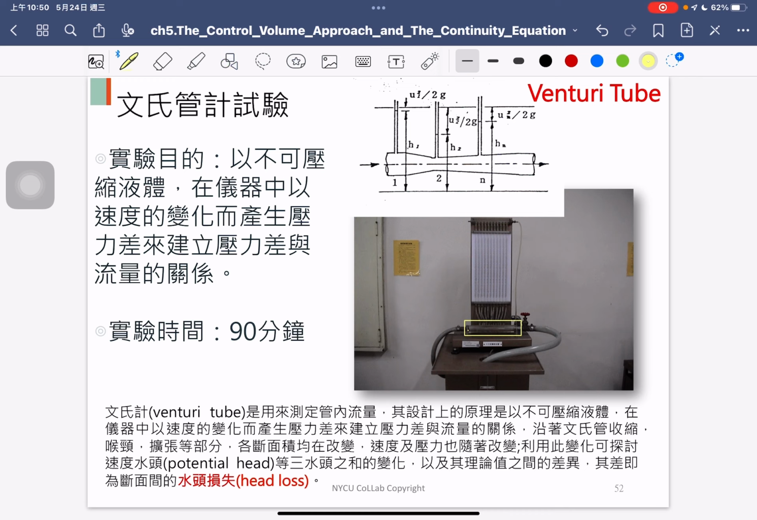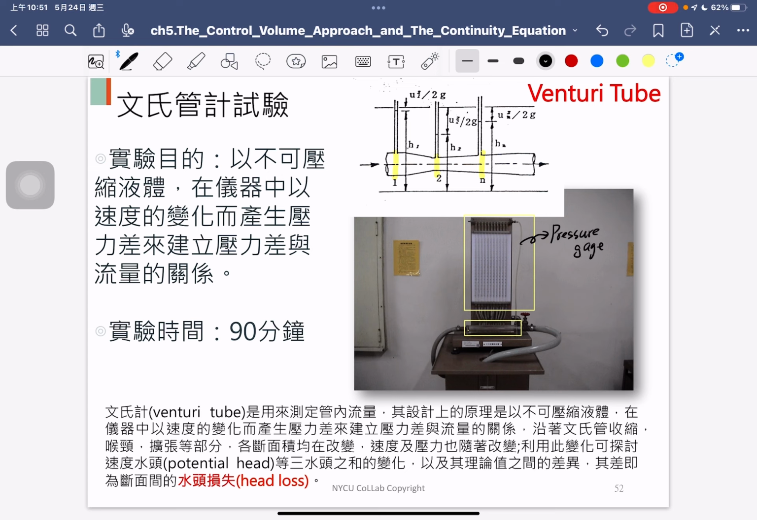So this is the Venturi tube in here, and you can see along the pipe you will have a different cross-section area. Okay, you have a different cross-section area along the Venturi tube, and you can see there is a pressure gauge. So you can measure the pressure. You can observe the pressure based on the pressure gauge.